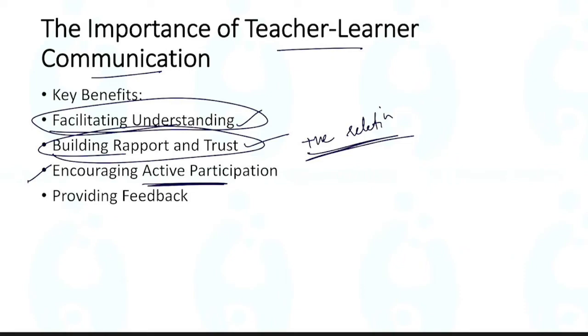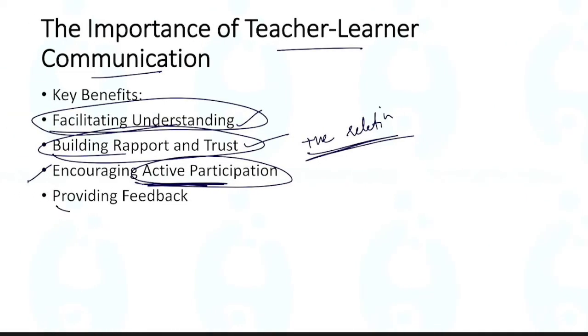Asking questions and expressing thoughts and opinions. That is how critical thinking is helped, right? The Socratic learning method, which we have learned in the learning methods, was about critical thinking, the development of critical thinking. That only happens when there is active participation. And for active participation to be there, the teacher learner communication has to be perfect. If not perfect, at least good.